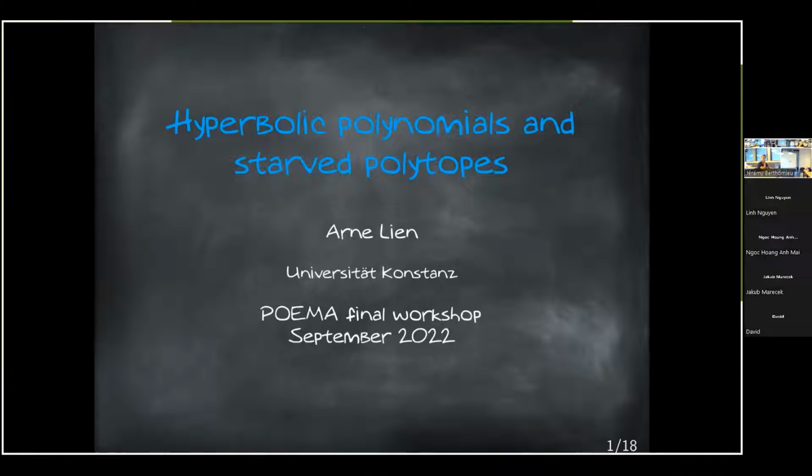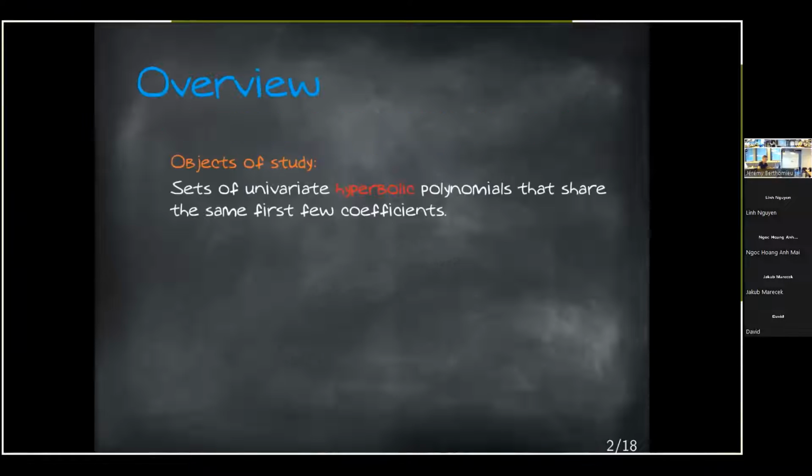And thank you for the opportunity to talk here today. So I will be talking about certain sets of hyperbolic polynomials and describe how they look like a variation of polytopes, which I will call soused polytopes. Specifically, I'll be talking about univariate hyperbolic polynomials.